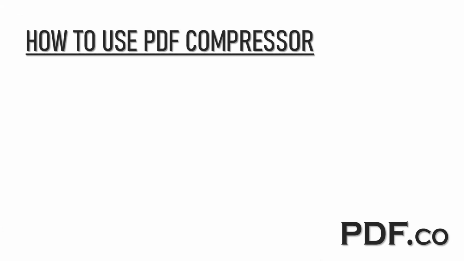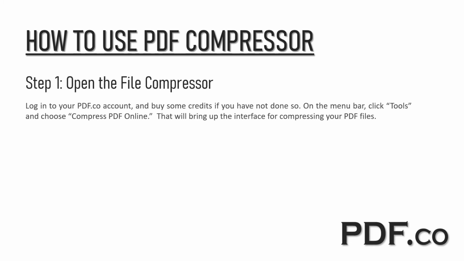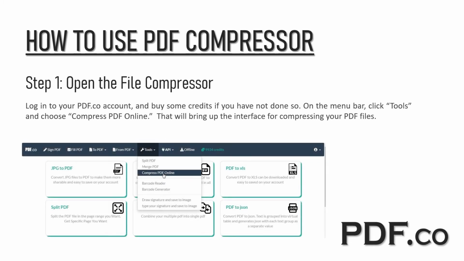How to use PDF compressor. Step 1. Open the file compressor. Log in to your PDFco account, and buy some credits if you have not done so. On the menu bar, click Tools and choose Compress PDF Online. That will bring up the interface for compressing your PDF files.